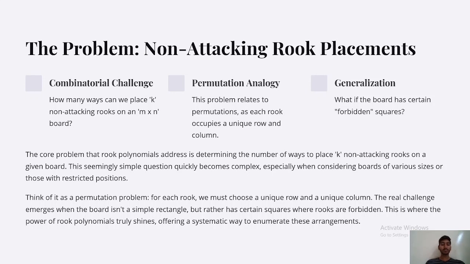on a given board. This seemingly simple question quickly becomes complex, especially when considering boards of various sizes and those with restricted positions. Think of the permutation problem: for each rook, we must choose a unique row and a unique column. The real challenge emerges with the board. It is not a simple rectangle, but rather has certain squares where rooks are forbidden. This is where the power of rook polynomials truly shines, offering a systematic way of counting these arrangements.